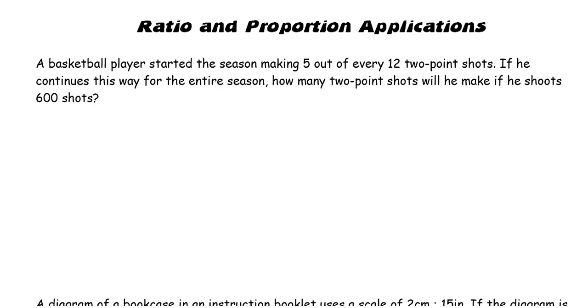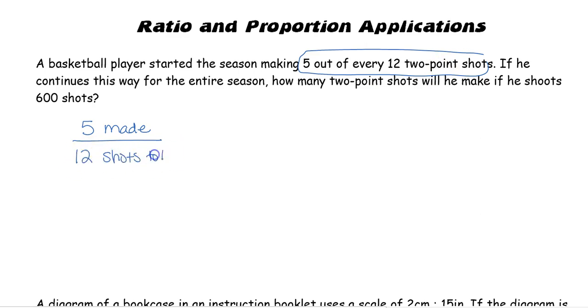So what we want to do is establish a relationship, a ratio showing that relationship. We start with what we know. We know that he's going to have 5 shots made out of 12 shots total. This is going to set up that relationship. So on the numerator of my fraction is how many we're making. On the bottom is how many we are taking.